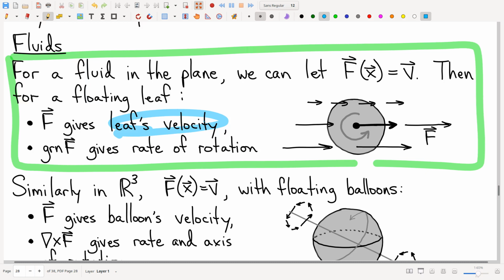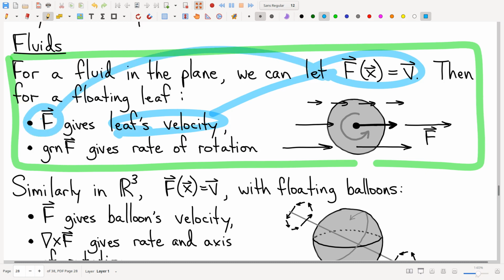Leaves don't swim upstream, right? The leaf is following the water exactly. Well, the water is doing what the vector field says. So the vector field itself is the thing that tells you how the leaf is moving.